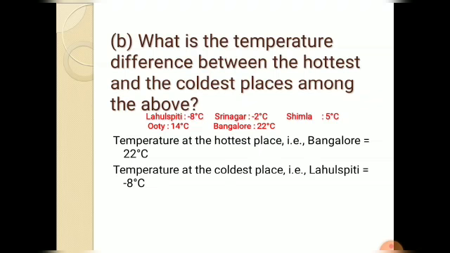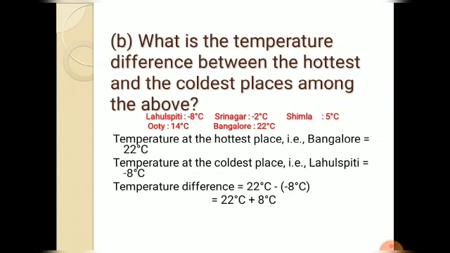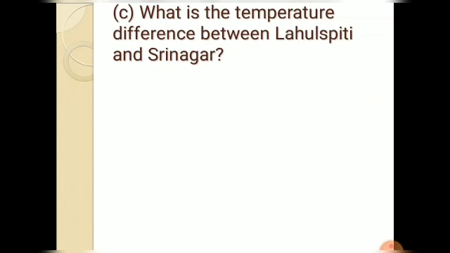Now what we have to do is find the temperature difference, which means we are doing their subtraction. So we get 22 degrees Celsius minus -8 degrees Celsius, and we know very well that minus minus is plus. So 22 degrees Celsius plus 8 degrees Celsius, which is 30 degrees Celsius. So the temperature difference between the hottest and the coldest places is 30 degrees Celsius.